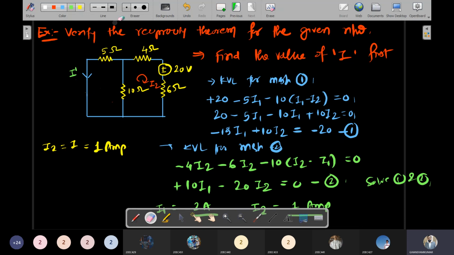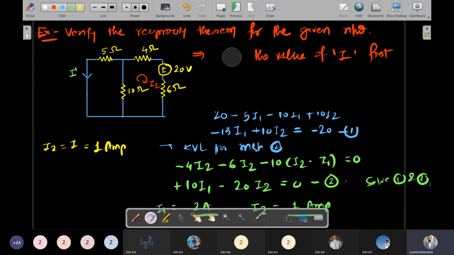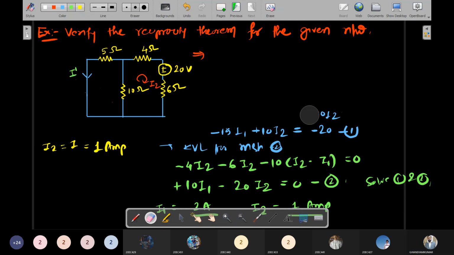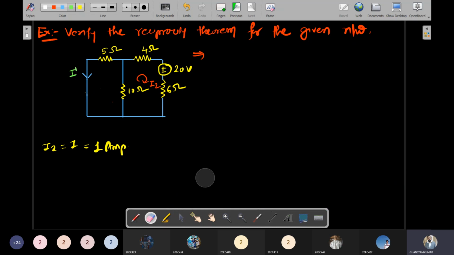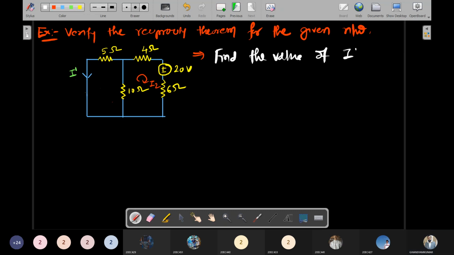Now the same method, all of you are aware which method you are going to apply. We got our second network. We have interchanged the supply, input and output side. Now we solve once again this network. Find the value of I dash for the given network.